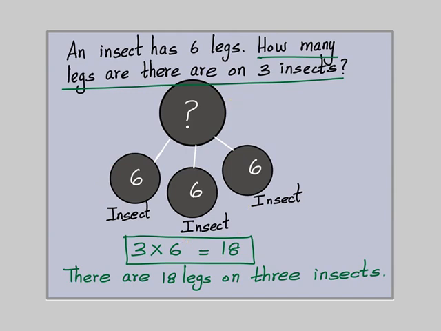So for that, there are 3 sixes, right? So 3 times 6 equals 6 plus 6 plus 6, which is 18. And finally, we have to make a statement. There are 18 legs on 3 insects. If you see here, the solution has a drawing and a multiplication number sentence, and finally a statement.